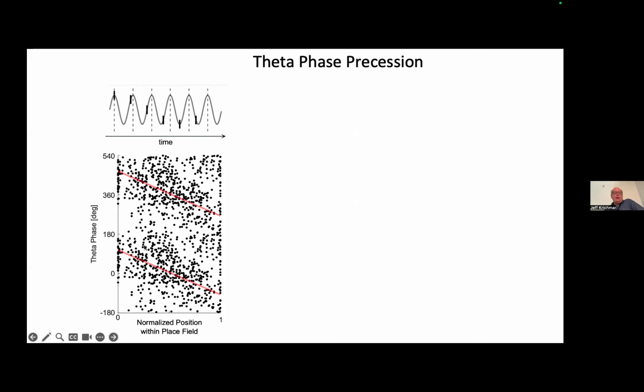And you can show that by looking at all the spikes of the cells on the dots here. This is the position of the rat as it runs through a place field. This is the theta phase. We're just showing it for 2 cycles of theta. You can see that there's this clear relationship that as a rat enters the field, it starts at a later phase of theta, and as the animal runs through the field, the phase precesses earlier and earlier.